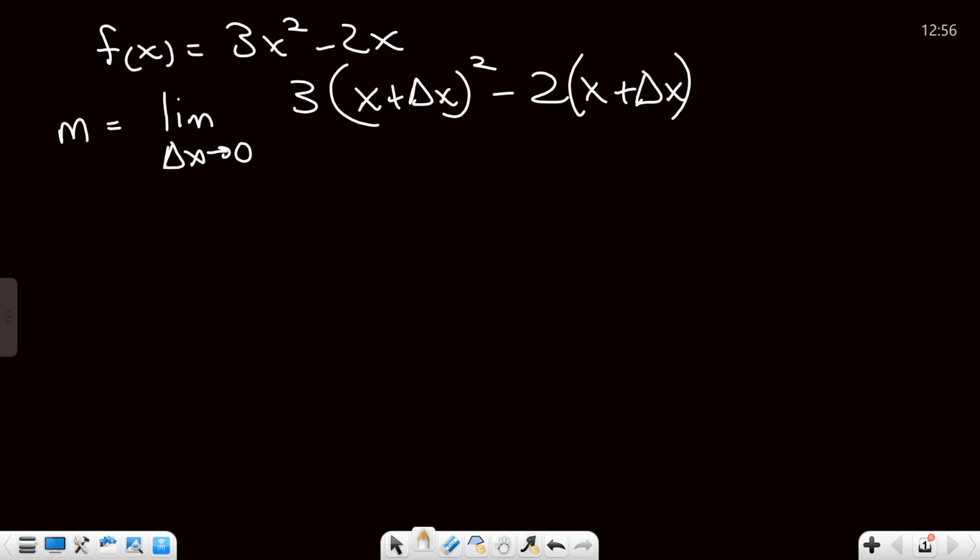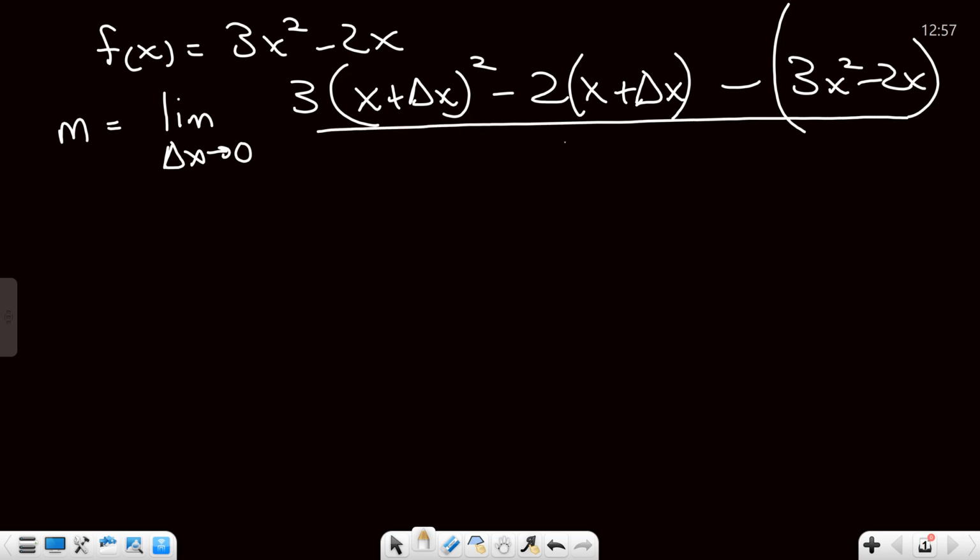Minus. Now I don't remember if I had this in the blue rectangle, but get in the habit of adding parentheses after that minus sign. Very important. f of x, 3x squared minus 2x, all over delta x. We're taking a limit. What's the first thing you do? Plug and chug. I'll save you the hassle. It doesn't work. 0 over 0. What do we do next?